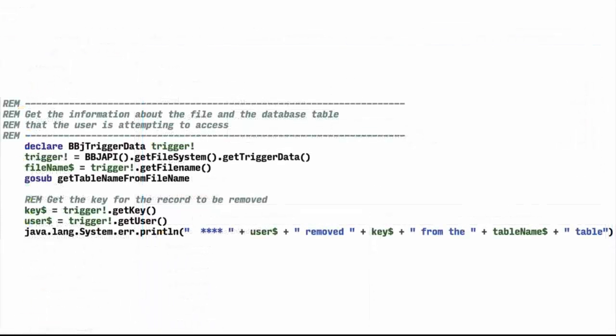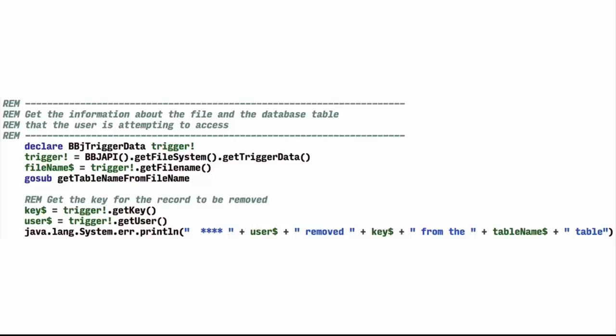Trigger programs cannot interact with the user, so we'll add a couple of println statements to each one so that we can tail the BBJ logs and get an idea of when the triggers run. This excerpt shows that we get the trigger data object, then from that we get the key and the user that's removing the record. We then log this information out.